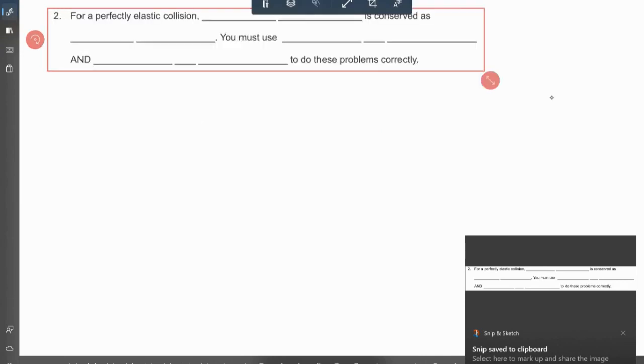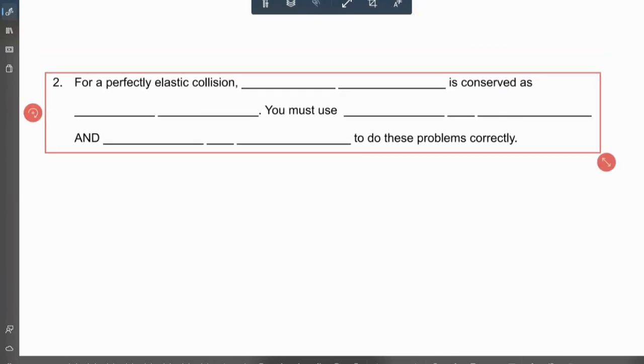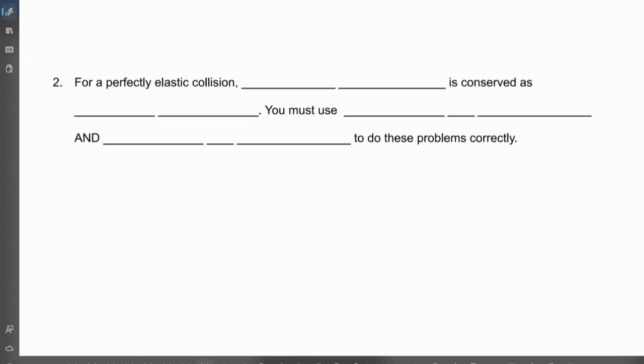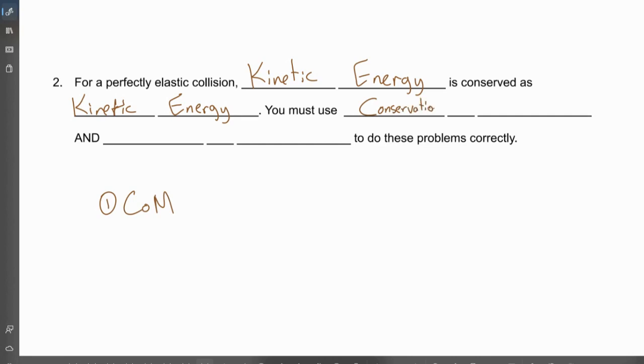On this question number 2, it's just fill in the blanks. Right? For a perfectly elastic collision, what must be true? Well, it's defined as when kinetic energy is conserved as kinetic energy. That's just the definition of an elastic collision. To check this, right, the first thing we have to do for any collision is use the conservation of momentum. And I just shorthanded as COM. Conservation of momentum.